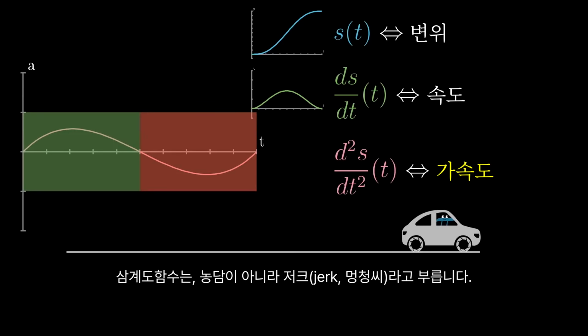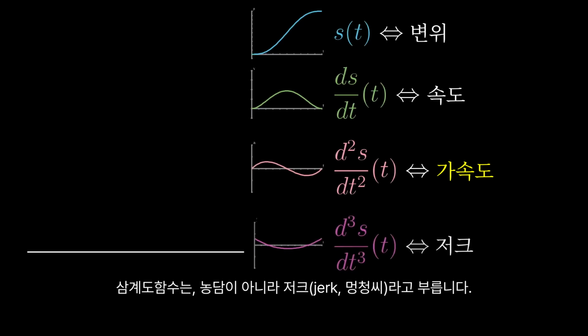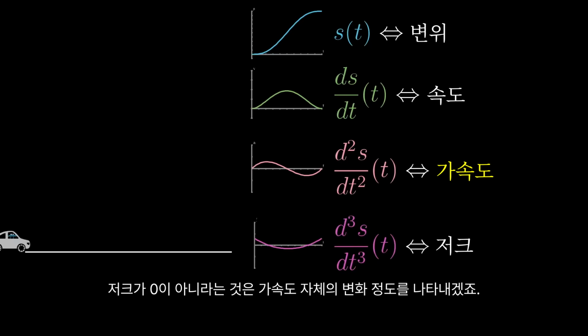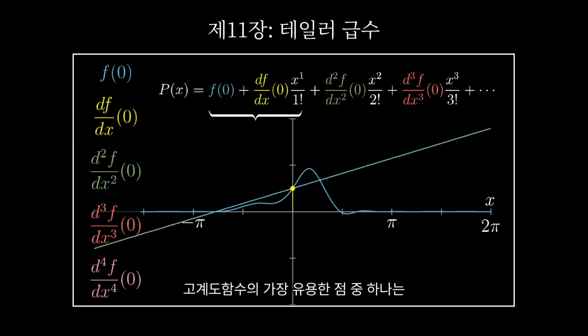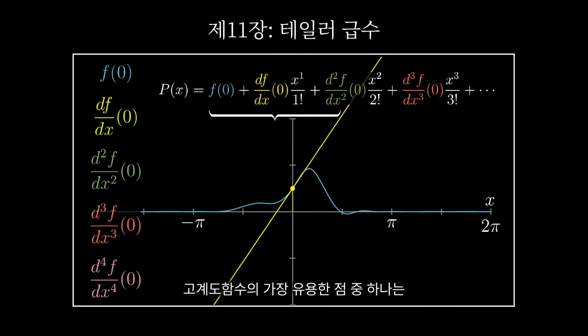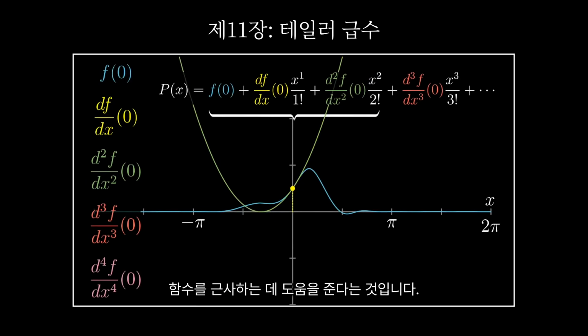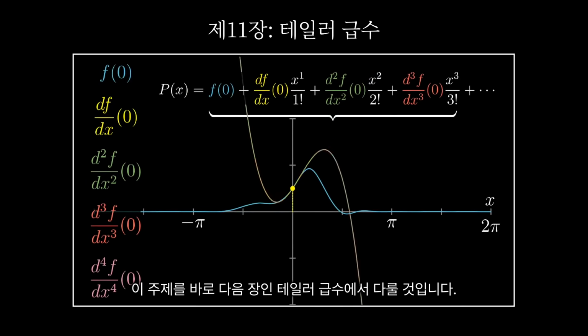The third derivative, and this is not a joke, is called jerk. So if the jerk is not 0, it means that the strength of the acceleration itself is changing. One of the most useful things about higher order derivatives is how they help us in approximating functions, which is exactly the topic of the next chapter on Taylor series, so I'll see you there.